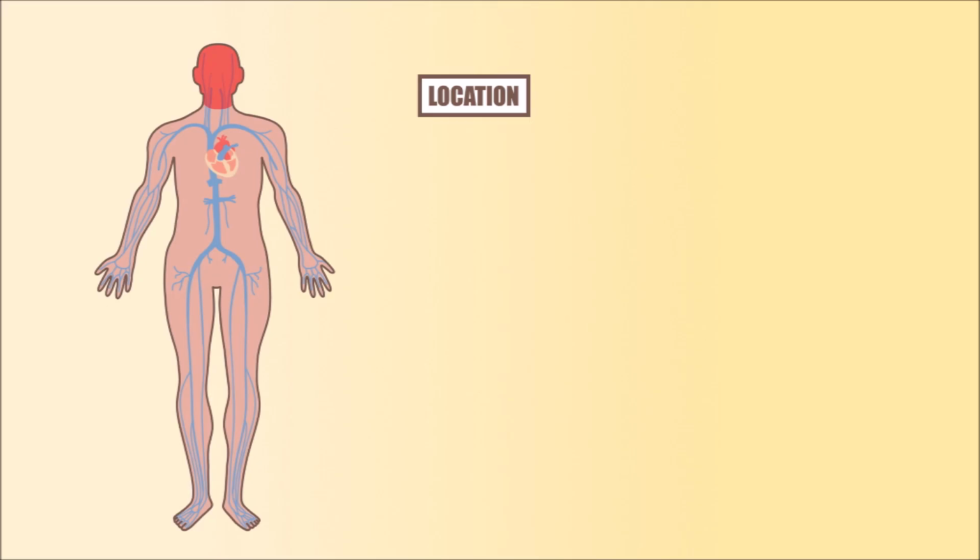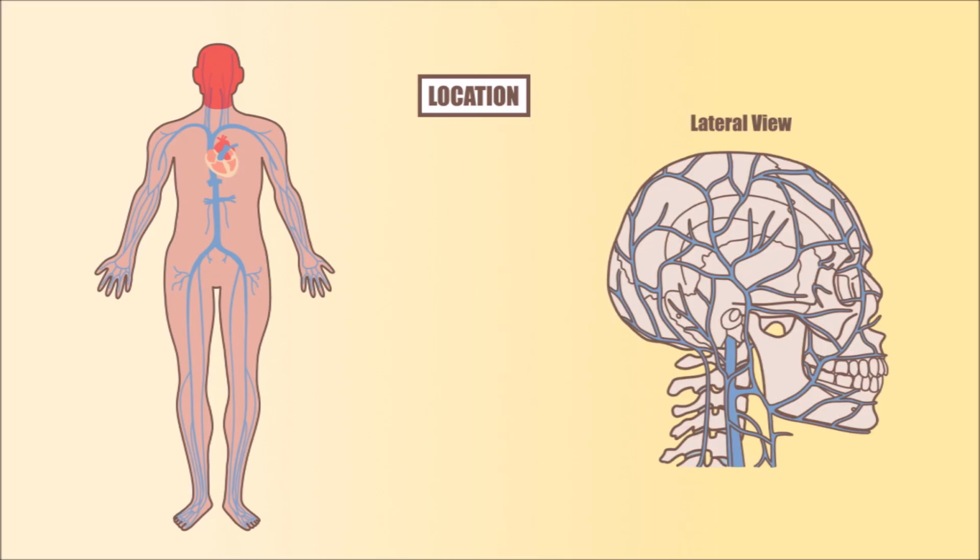If we take a closer look at the veins on the right lateral view of the head, we can see the right posterior auricular vein highlighted in red.